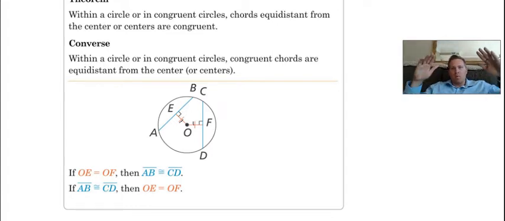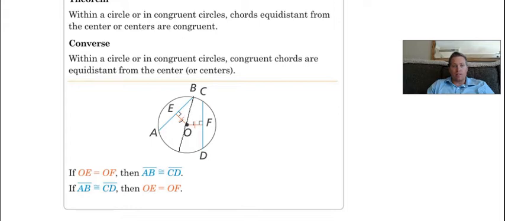So again, we're thinking that as these chords get closer and closer, eventually we get one long chord from one side to another, and we call that a diameter. So as these two chords are moving closer and closer, they're getting closer and closer to being a diameter. Okay, but that's another way that those chords are congruent.